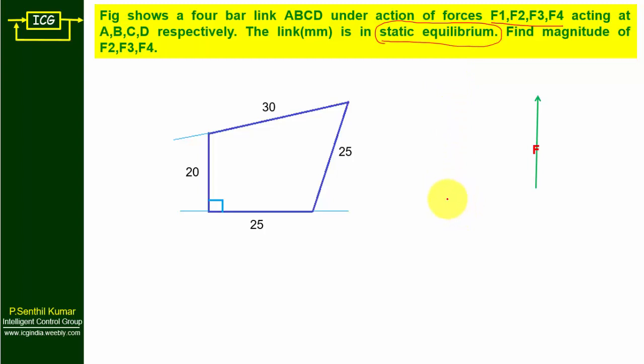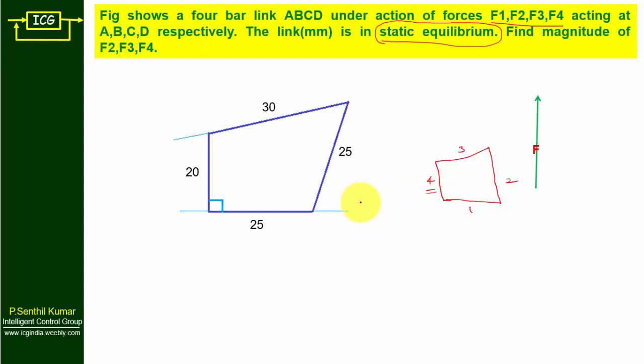So there are 4 forces: force 1, force 2, force 3 and force 4. Finally they form a force polygon. The 4 forces should form a closed polygon. So this is the condition to be satisfied for a static equilibrium.